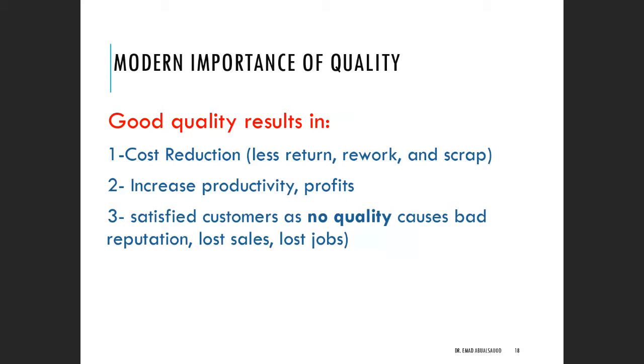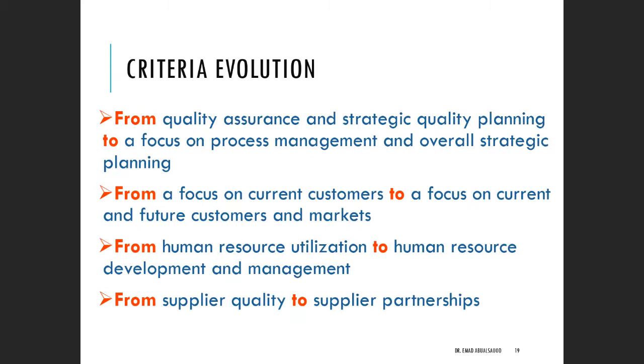Good quality results in cost reduction, which is the opposite of increasing the cost, because by reducing the cost you will have fewer returns, less rework, and less warranty and maintenance to be done on your products. It increases productivity and profits. That means good quality satisfies the customer, as no quality causes a bad reputation or lost sales. This is taking quality from assurance into focusing on process management and process planning, and taking quality from current customers to focus on current and future customers.